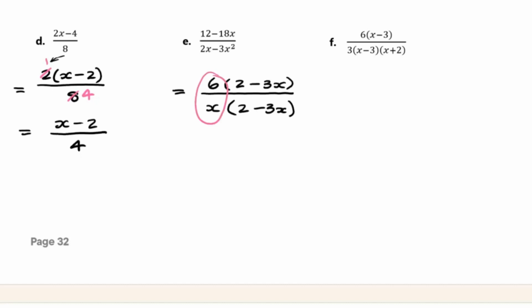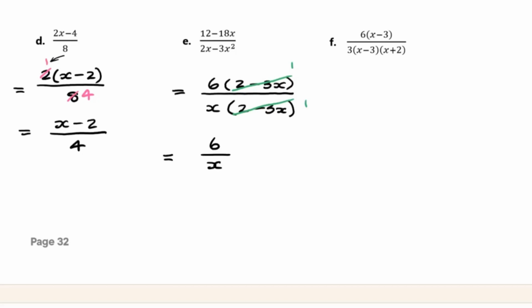We can't cancel down anything here. We've just got 6 and x. But what we are allowed to do is cancel off entire brackets. So we've got a 2 minus 3x and a 2 minus 3x in brackets on both the numerator and denominator. You can cancel an entire set of brackets. What we're effectively doing is dividing the numerator and denominator by 2 minus 3x. So that means we've got 1 and 1. So numerator, we've got 6 times 1, which is 6, and denominator, we've got x times 1, which is just x.